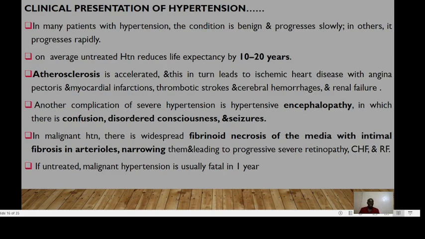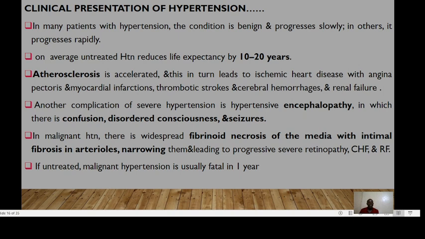In patients with hypertension, the condition is usually benign and progresses slowly, and in others, it could progress rapidly. On average, untreated hypertension could reduce someone's life expectancy by 10 to 15 years. So it's worth looking at, guys. You find that in those cases, atherosclerosis will be accelerated, and this in turn leads to ischemic heart disease with angina pectoris, myocardial infarction, thrombotic strokes, cerebral hemorrhages, and renal failure.